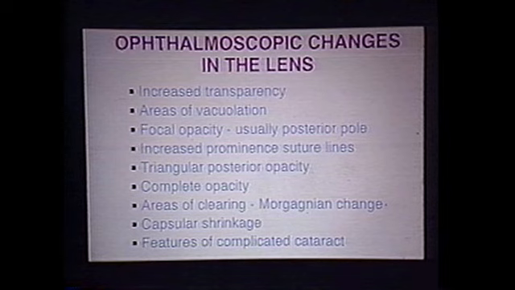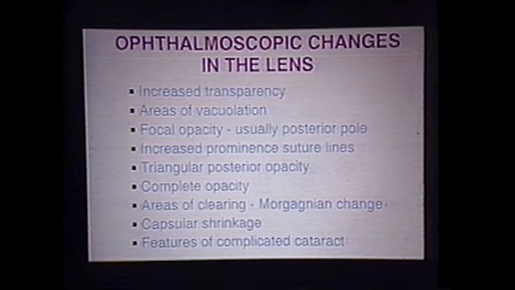This then gives rise to the triangular posterior opacity, which follows the line of the suture lines, and the more severe type of opacity occurs when the whole of the lens is involved in the opaque or cataractous process. And this is the mature cataract.